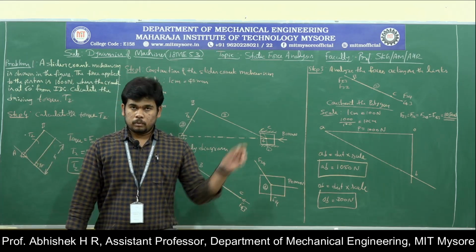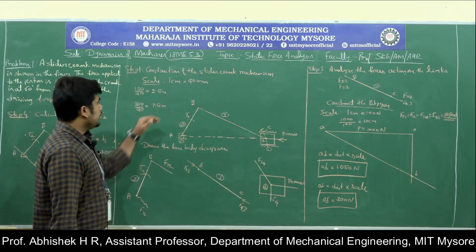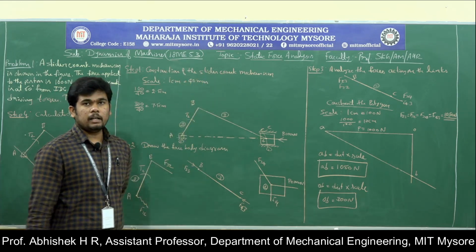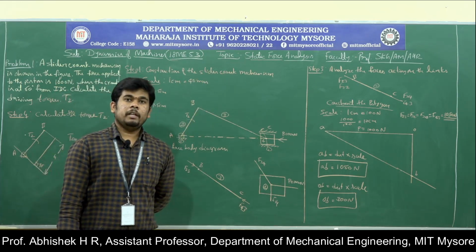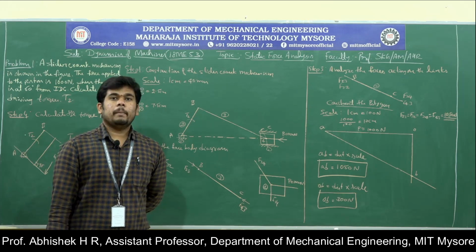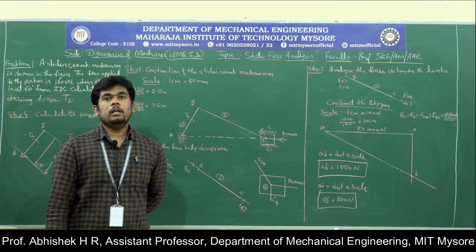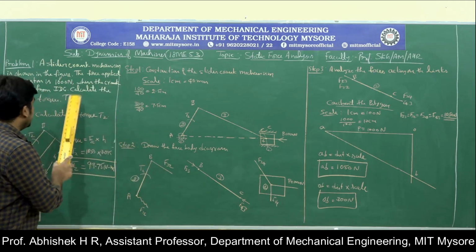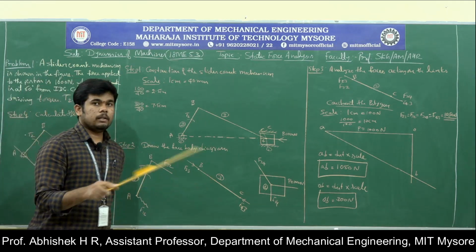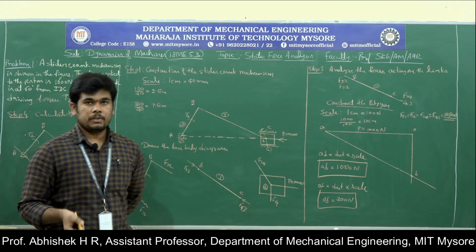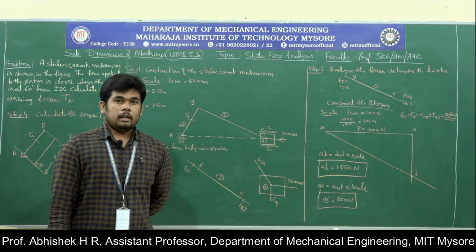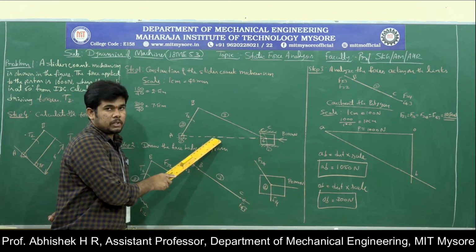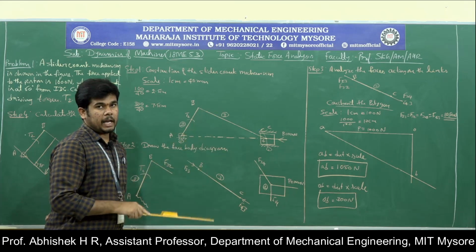I will repeat the step once again. See, the very first step is construction of the slider crank mechanism, which means we need to construct the actual mechanism as per the given problem statement. So in the problem statement, they have given the dimensions, means the distance of A and B, B and C, as well as the theta, that is 60 degree. So with respect to that, we have to construct the slider crank mechanism.